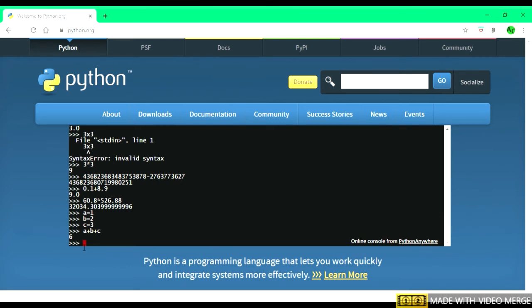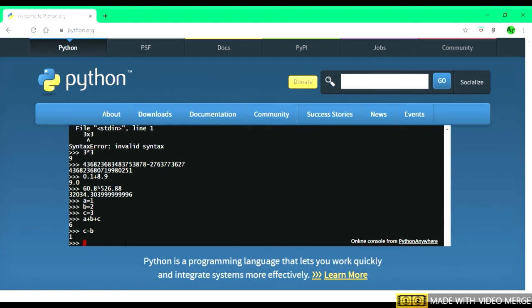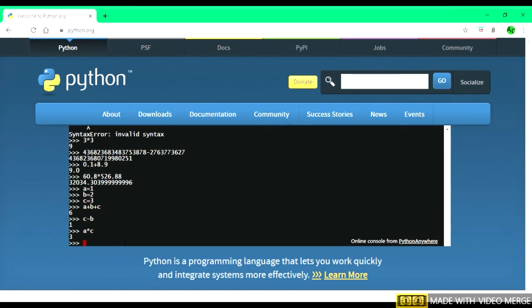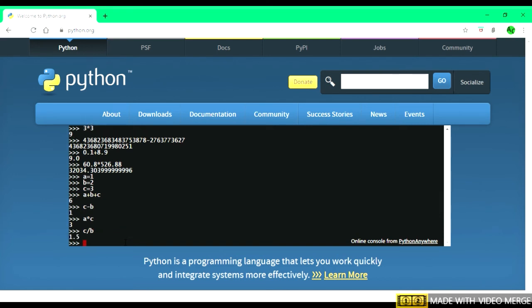Again, you can also do the other 3 symbols. You could do C take away B. That's going to give us 1. I could do A times C, which will be 3. And I can do C divide B, which will be a decimal number. 1.5.